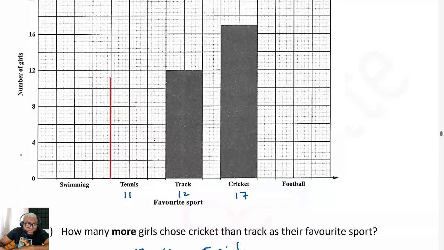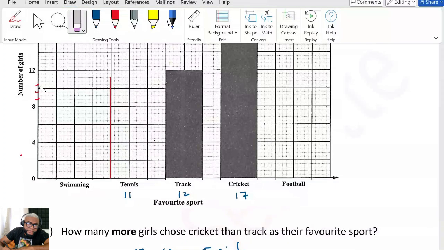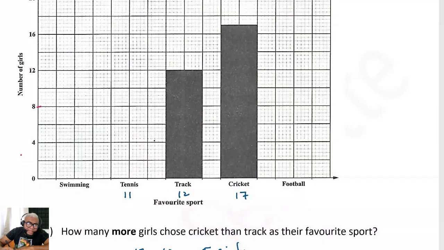11 is supposed to be here. Every 2 small bars is 1, right? So this will be 9, this will be 10, this will be 11. No, it's every 2.5 bars. From 8 to 12 is 4, and you have 10 small boxes. So 10 divided by 4 will tell me how many small boxes represent 1. 10 divided by 4 is 2.5.